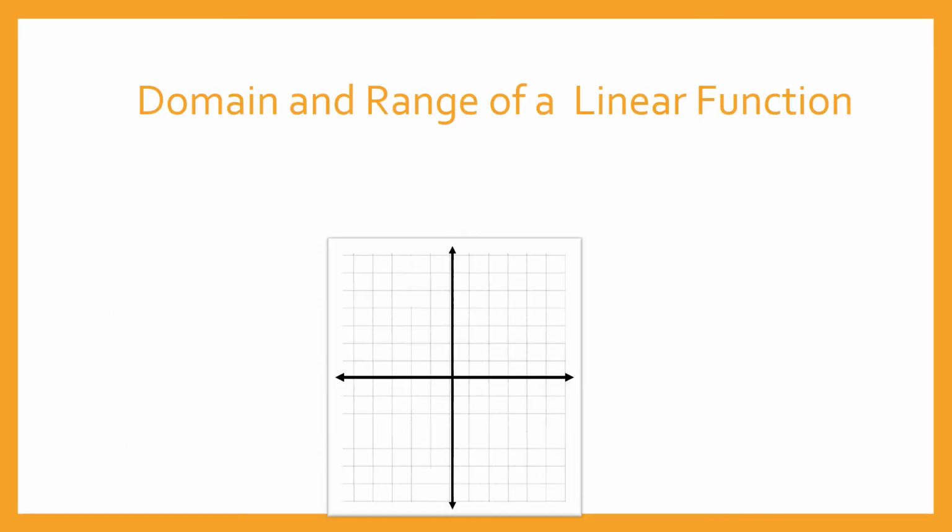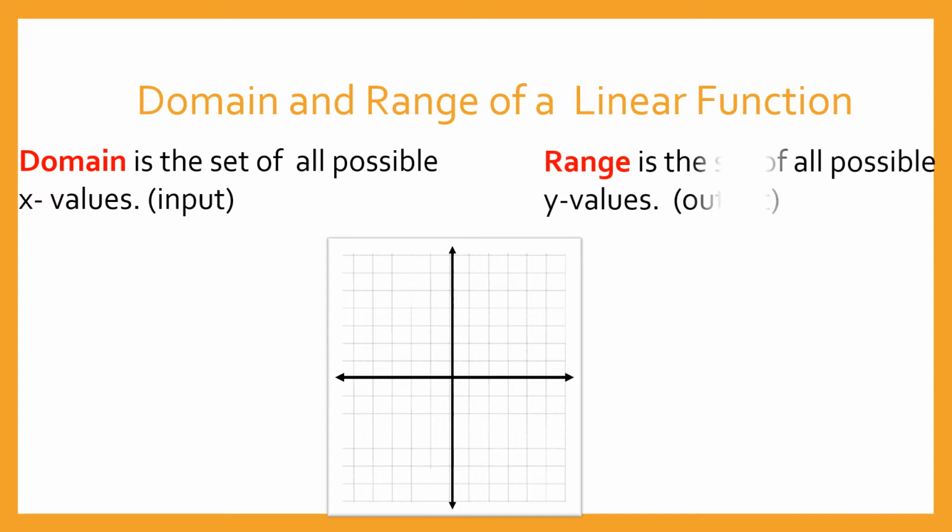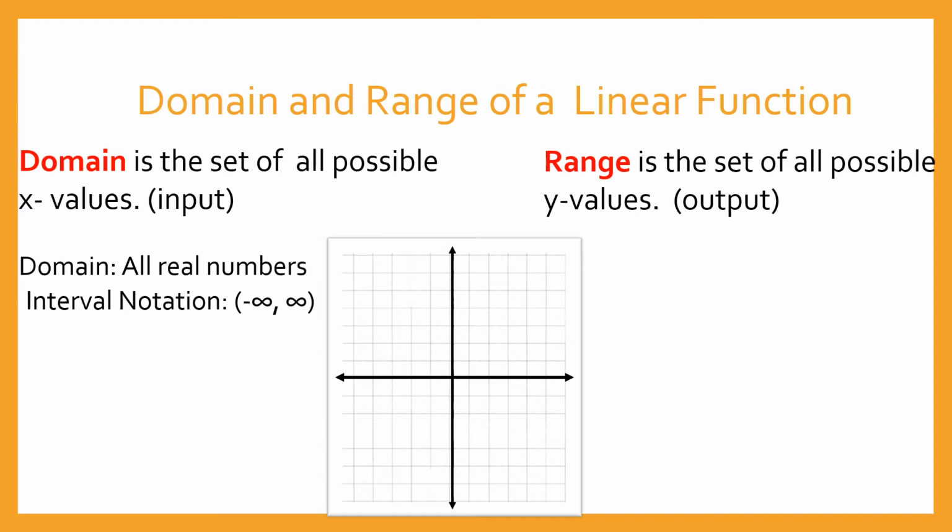Now, let's talk about the domain and range of a linear function. Domain is the set of all possible x values, or what we call the input, and range is the set of all possible y values, or what we call the output. The domain of a linear function is the set of all real numbers. So we can write that in interval notation as parentheses from negative infinity up to positive infinity. Why? Because it covers all the positive and negative numbers.